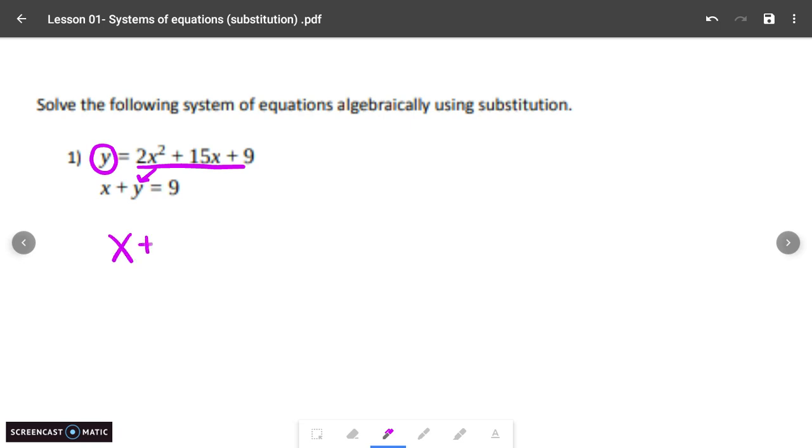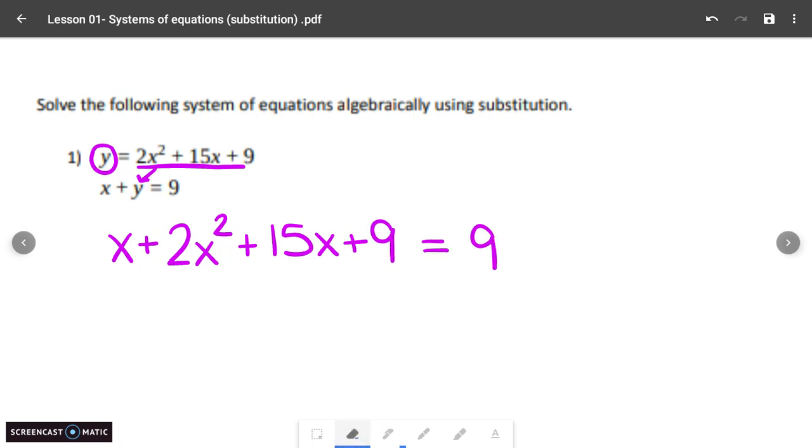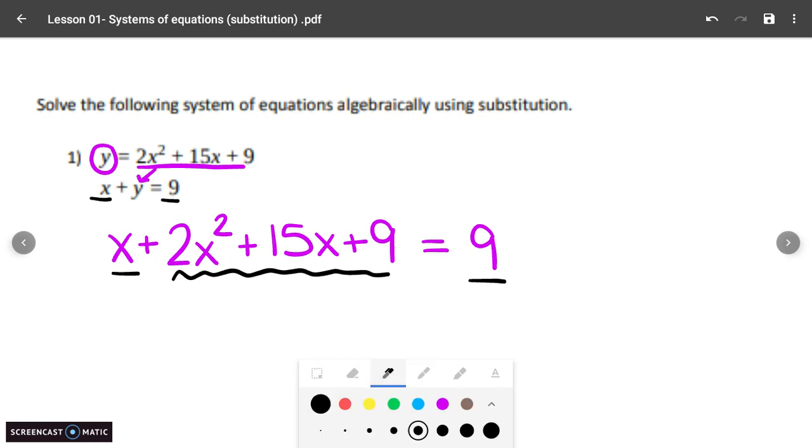So we're going to have x plus this whole thing, 2x squared plus 15x plus 9, and it's all equal to 9. So remember, this x and 9 are from the original. Everything else was what was plugged in there. And now we're just going to combine those like terms.